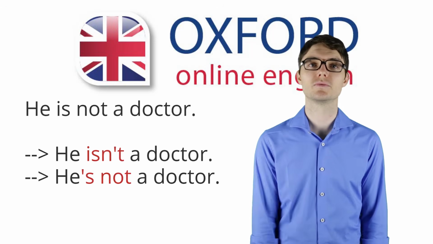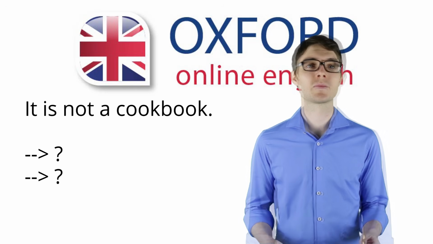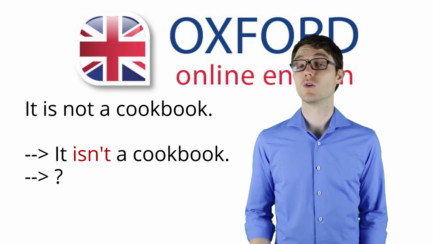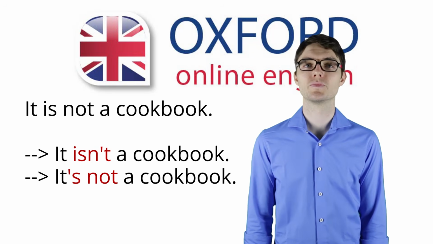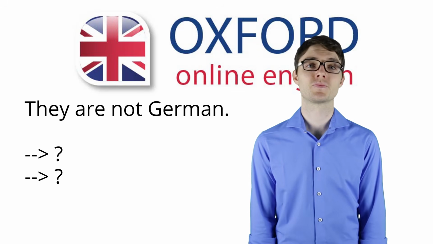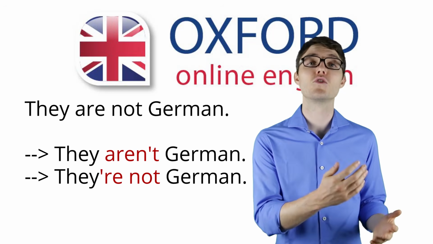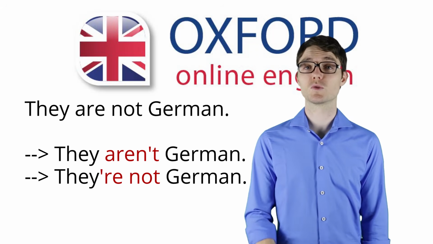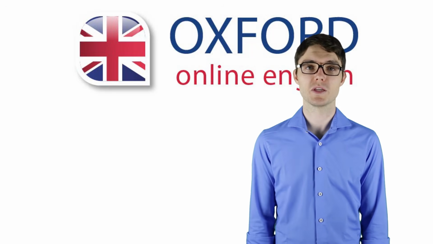Okay, your turn. It is not a cookbook. What are the two short forms? It isn't a cookbook, or it's not a cookbook. Let's do one more. They are not German. Can you make the short forms? They aren't German, or they're not German. When you speak English, remember to use short forms with be. You'll sound more natural.